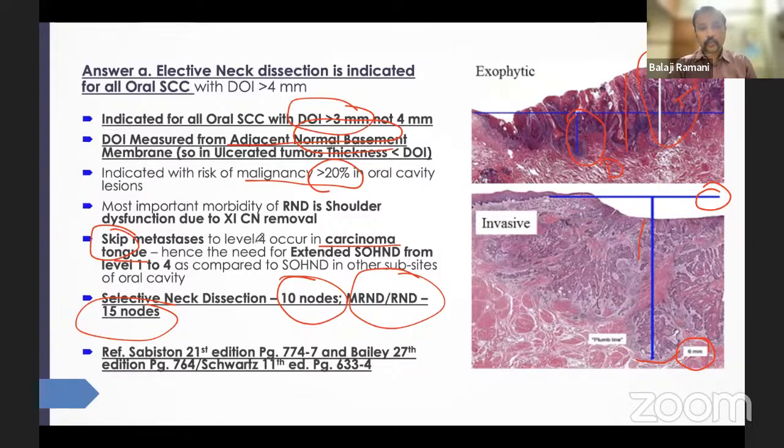But in your tongue, carcinoma tongue, because of the skip metastasis to level 4, you will always do an extended supraomohyoid neck dissection from level 1 to level 4. Got it, everybody? All of you are clear?